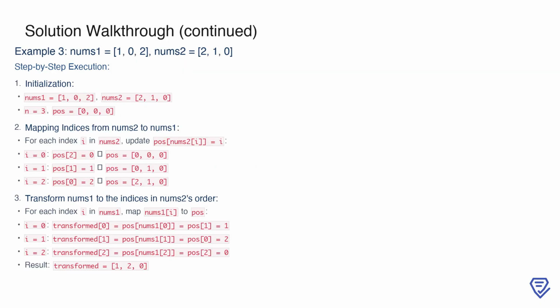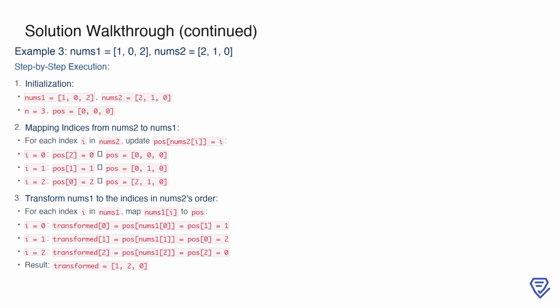In the third example, nums1 is 1, 0, 2, and nums2 is 2, 1, 0. We initialize nums1 and nums2 as given, with n equal to 3, and the position array POS set to 0, 0, 0. We then map the indices of nums2 into the position array.